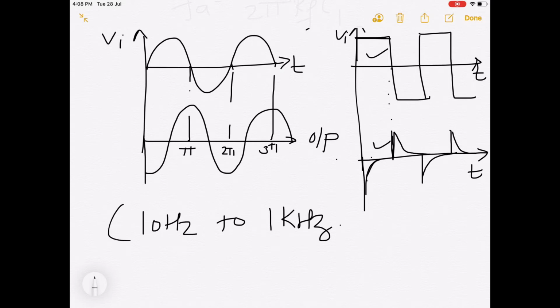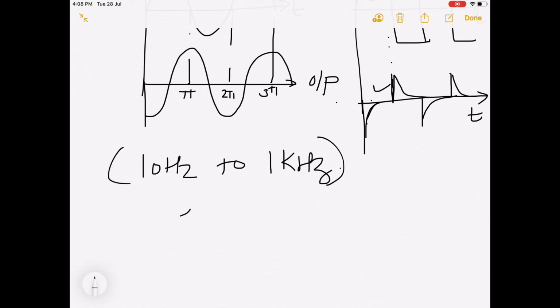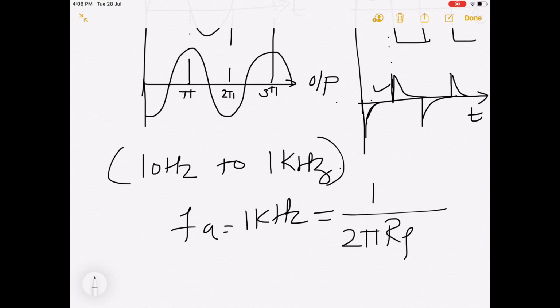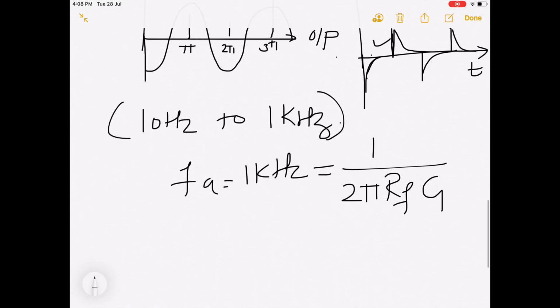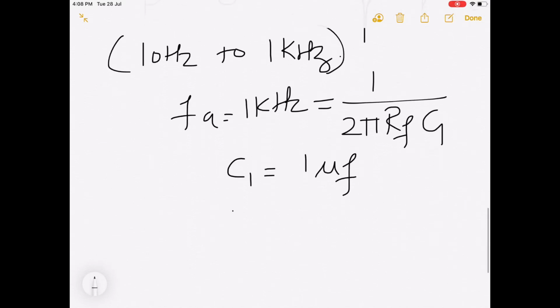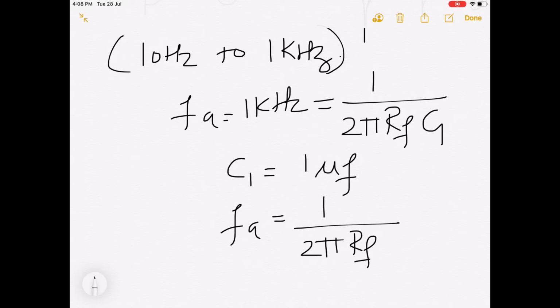This frequency range is given. Okay. So, here the upper cutoff frequency given is 1 kilohertz. So, directly you can write Fa is equal to 1 upon 2 pi Rf C1. Put the value; you have to assume C1, suppose it is 1 microfarad. Okay. So, here Fa will be 1 upon 2 pi Rf C1, with C1 as 1 microfarad.